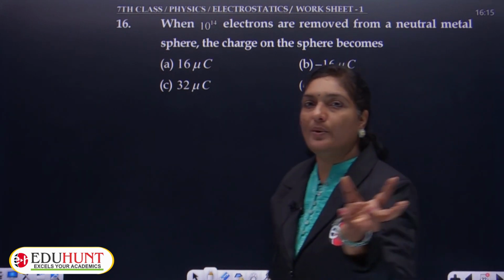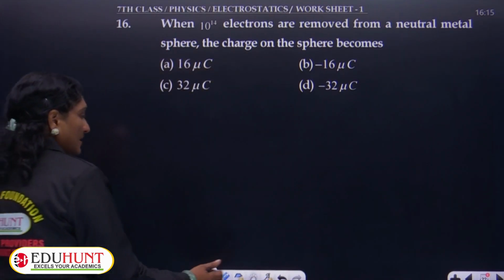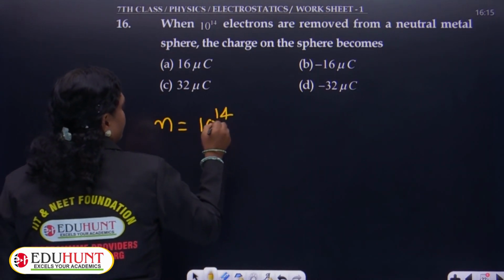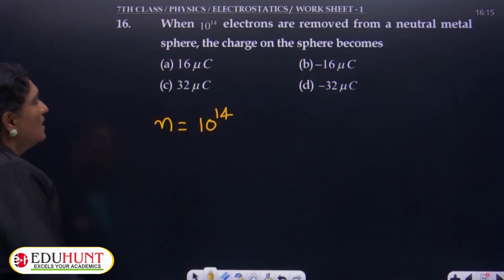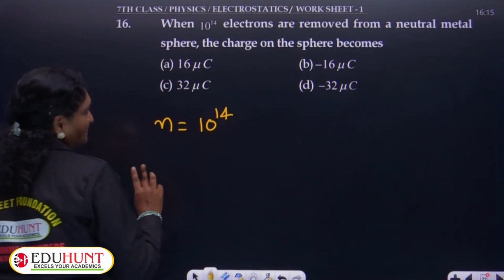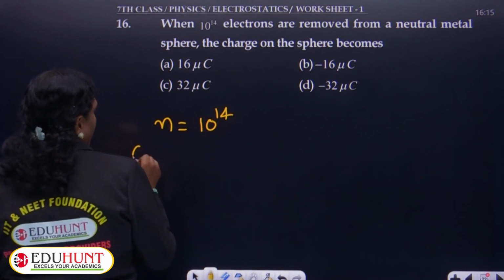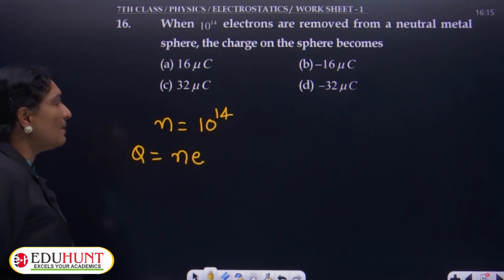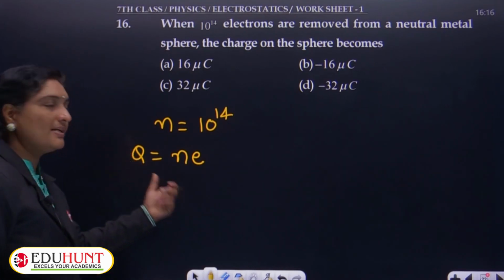Now moving to the 16th question: when 10 power 14 electrons are removed from a neutral metal sphere, the charge on the sphere becomes what? The value of N, the number of electrons removed, is N equals 10 power 14. You are asked to find the value of Q, the charge on the sphere. Clearly the value of Q is equal to NE. Regarding the positive charge and negative charge, we shall discuss later. First of all, let us find out the magnitude of the charge.